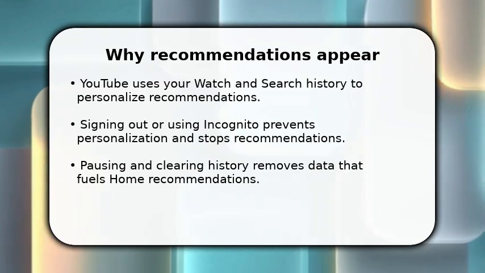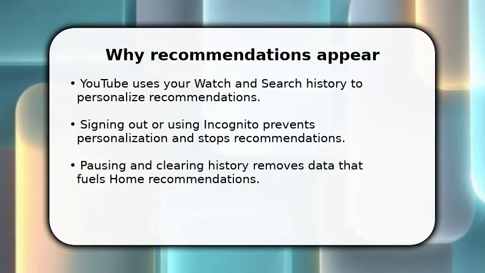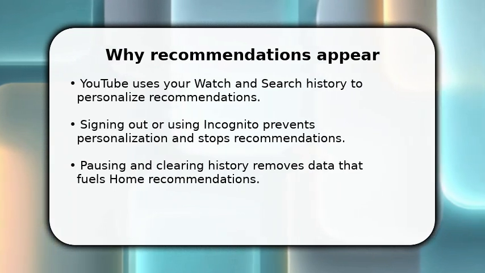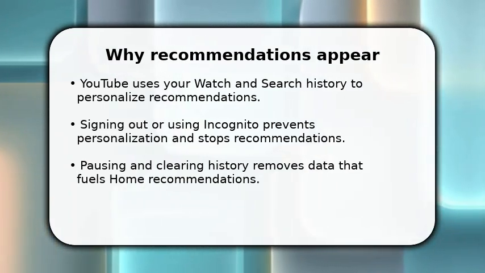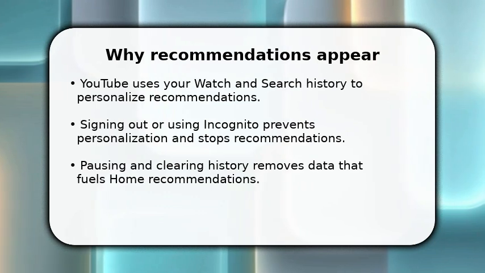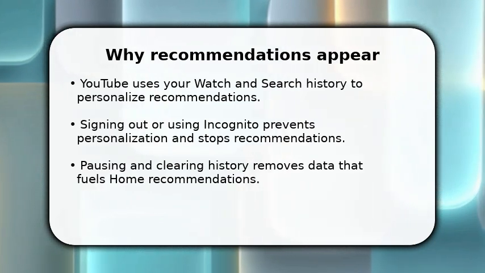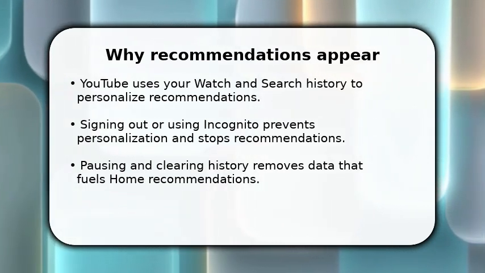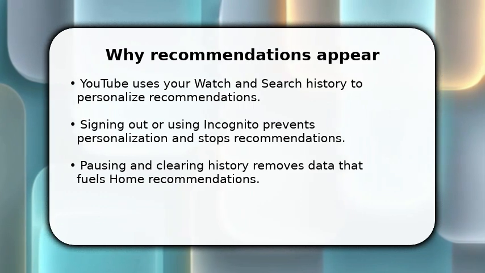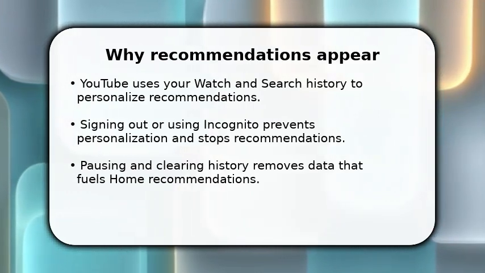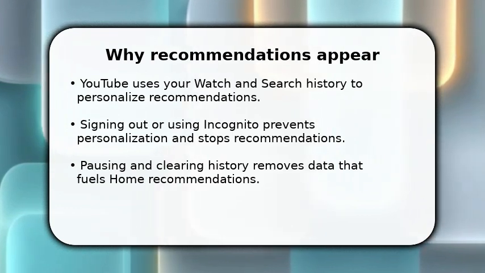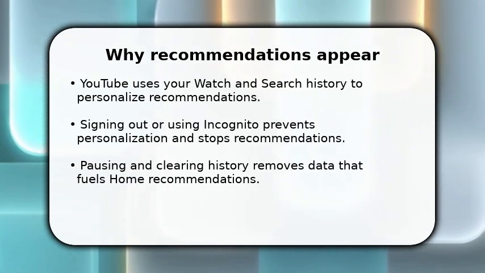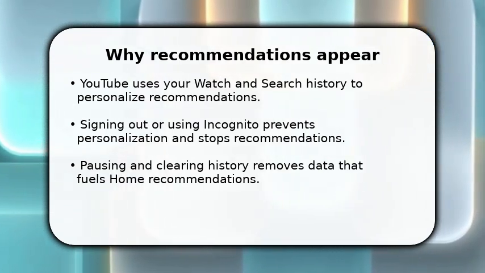YouTube shows videos based on your watch and search history every time. The home feed uses that data to predict what you might watch next. If you want recommendations stopped, you must remove or isolate that data. The only reliable ways are to sign out, use incognito, or disable history and clear existing entries. Each option prevents personalized suggestions from appearing on your home feed. Without history data, YouTube only shows trending or generic videos instead of your tailored recommendations.